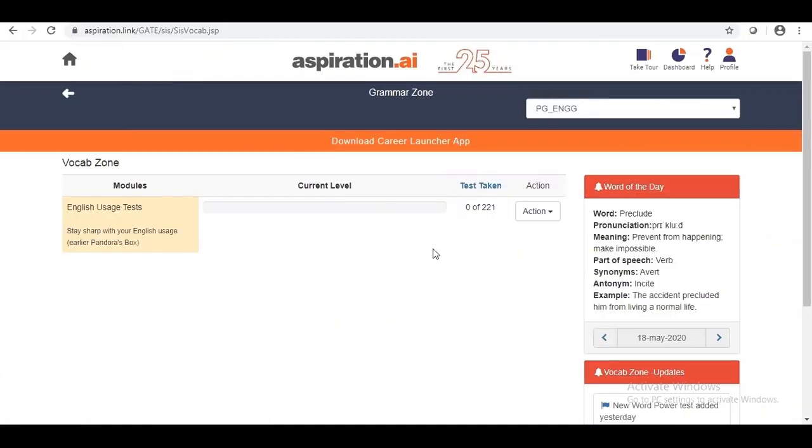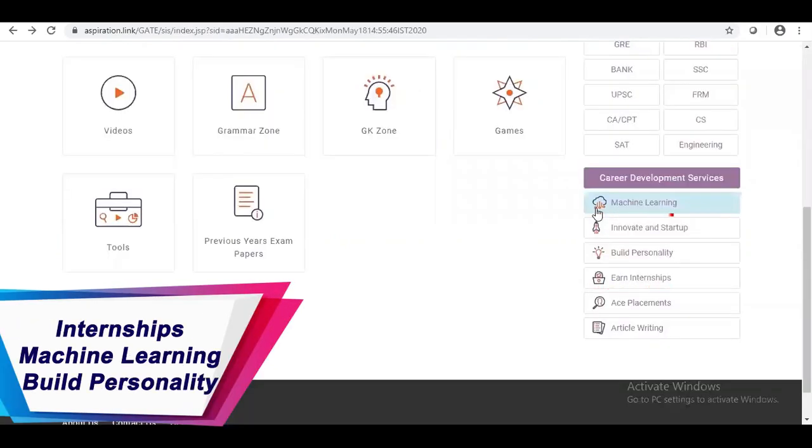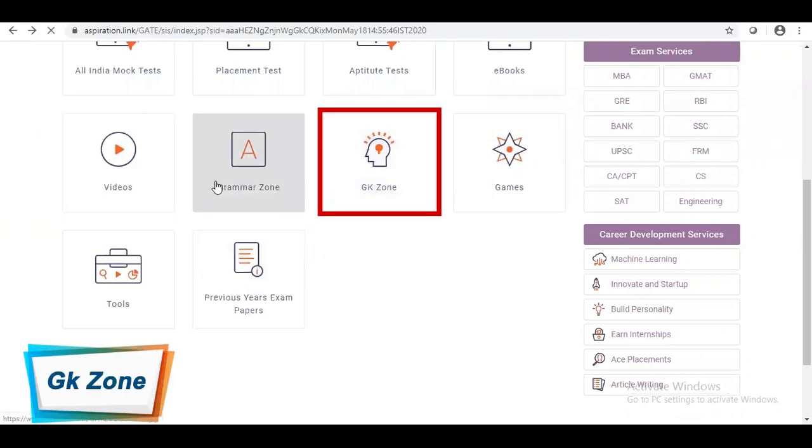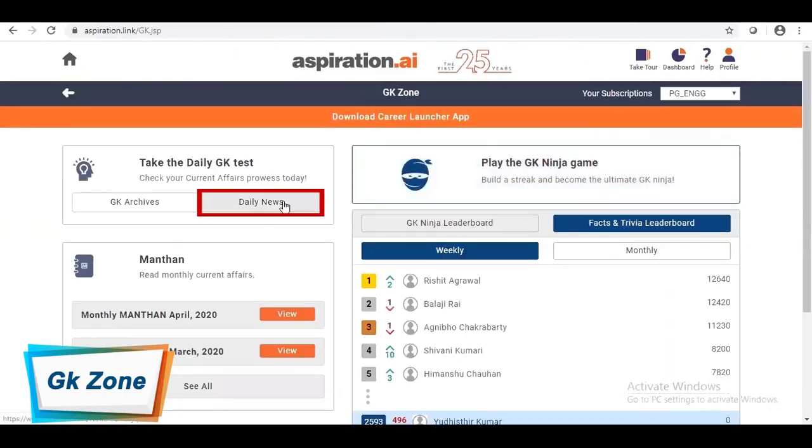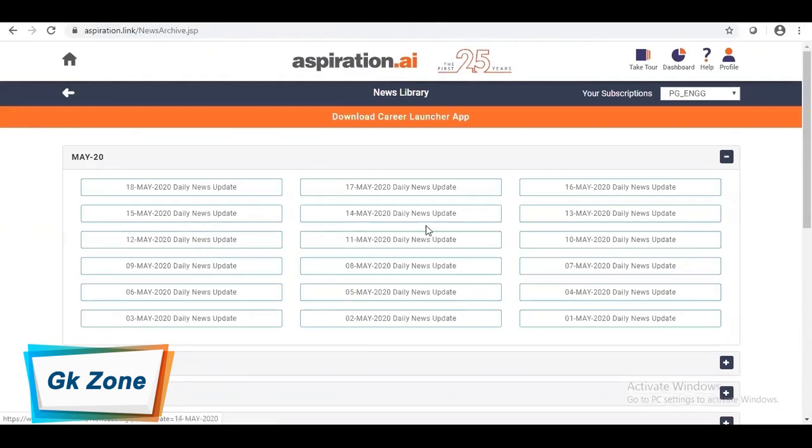Apart from that, you have internship, machine learning, personality test, and not to forget the GK Zone, the GK Ninja, which will help you for all the state level PSC exams.